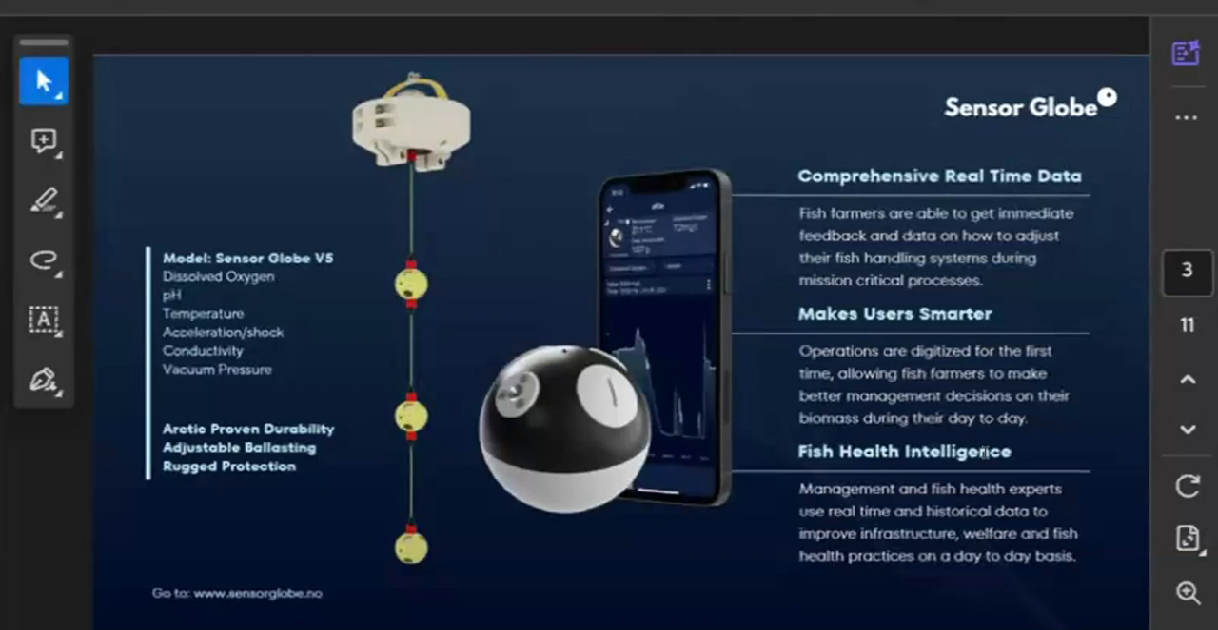So this entire ball is a bit larger than a baseball, maybe closer to a softball. It's 95 millimeters in diameter. Not sure what that is in centimeters, but I think you can get the picture if you know the softball comparison. And that does full spectrum water quality: dissolved oxygen, pH, temperature, and conductivity/salinity. But it also captures acceleration and shock, as well as vacuum pressure.